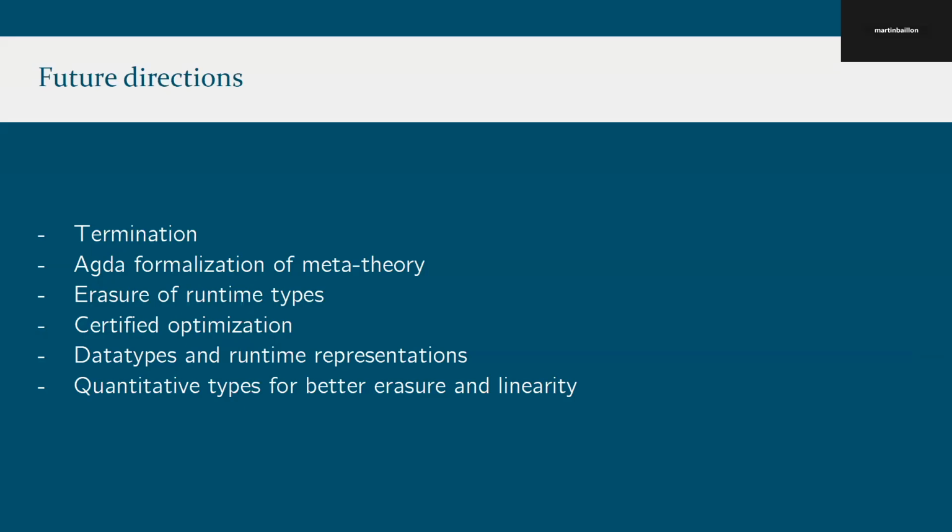For example, in the abstract, there's a link to the aggregate formalization metatheory. For your assembly language to be really useful, you need to care about the erasure of runtime types, and one should also add data types, runtime notations, and possibly quantitative types for better erasure, and maybe also linearity in the future. I think I should stop here. Okay.